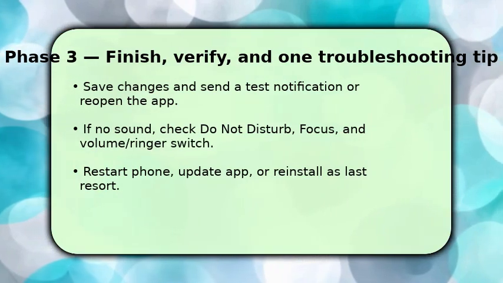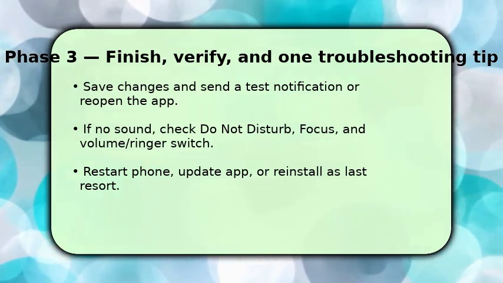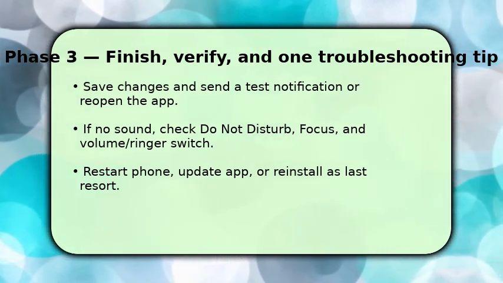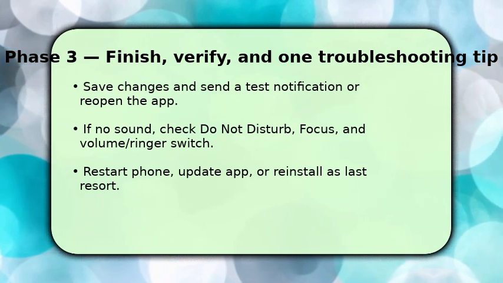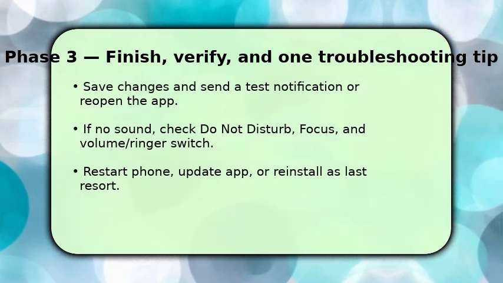Finally, save your selection and trigger a test alert so you confirm the change. Send a message to yourself or use the app's test feature. If you hear nothing, make sure Focus or Do Not Disturb isn't silencing the app. Check the ringer/volume and mute switch and confirm the app is updated.